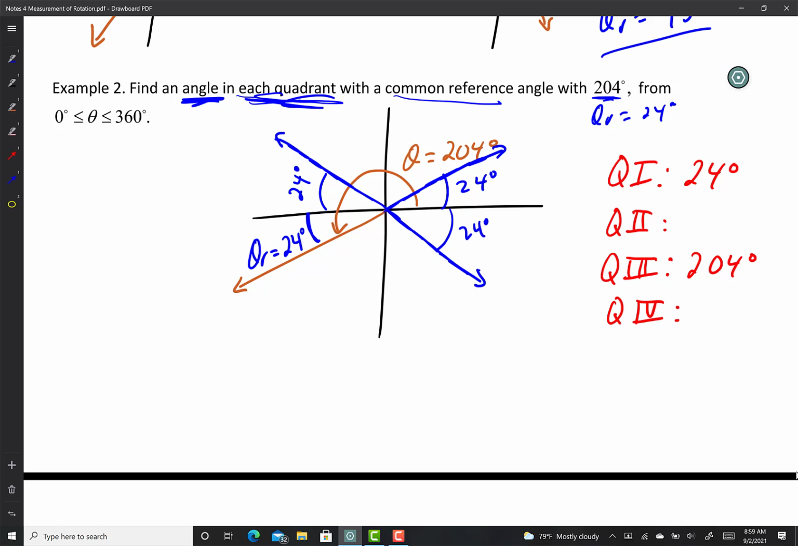Perfect. Subtract 24 from 180. So what do you get? 156. Do you see how we did it, guys? How do I find the one in quadrant 4? Take 360, subtract 24 degrees. 336. And that's what they want. Can we do that, guys? Okay.